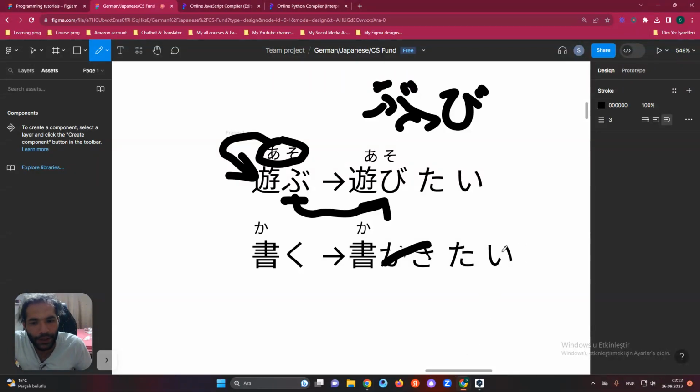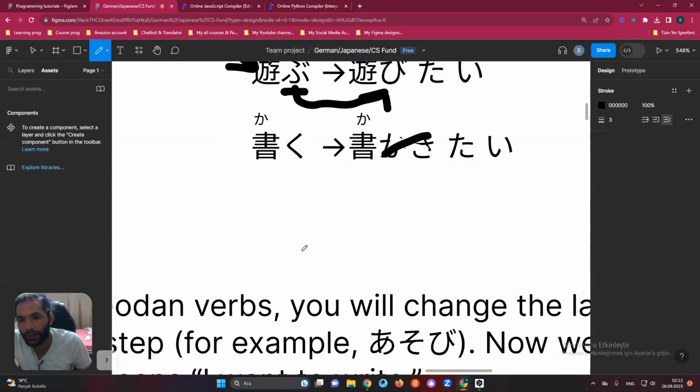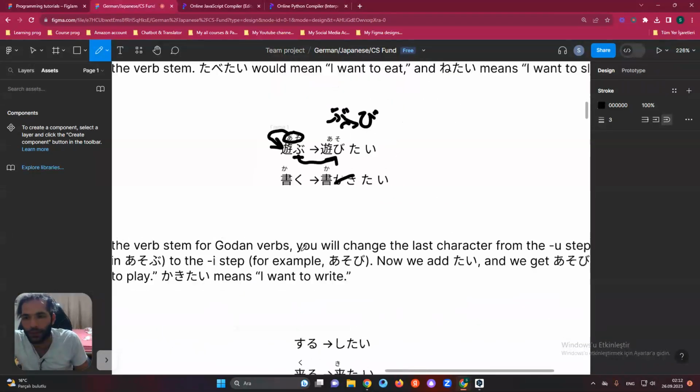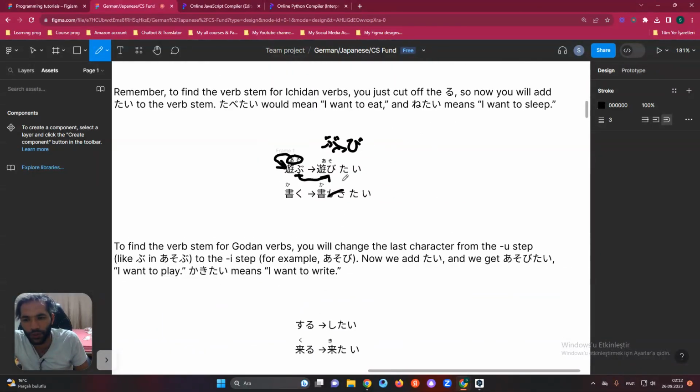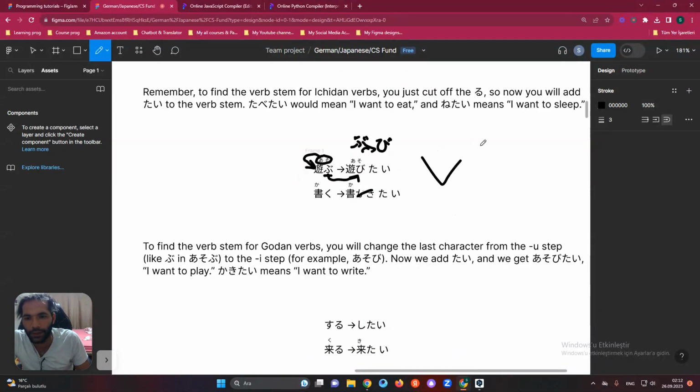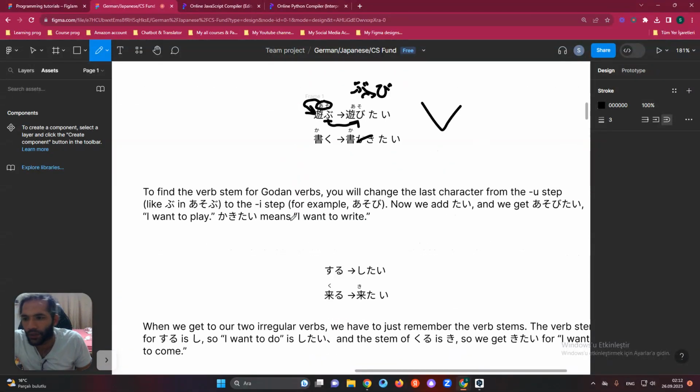Okay. So as you see, it becomes like breathing, like kakitai. Not like this. So let's continue. I want to write. I mean, the second one is I want to play. To find the verb stem for godan verbs, as I said to you before, you will change the last character from the U step. Bu becomes like B in this case.